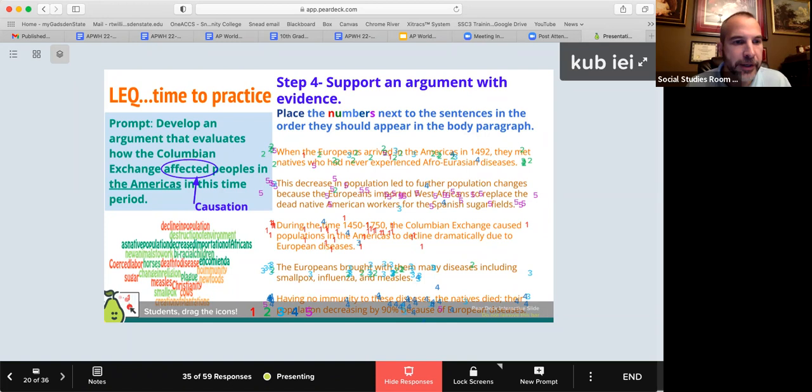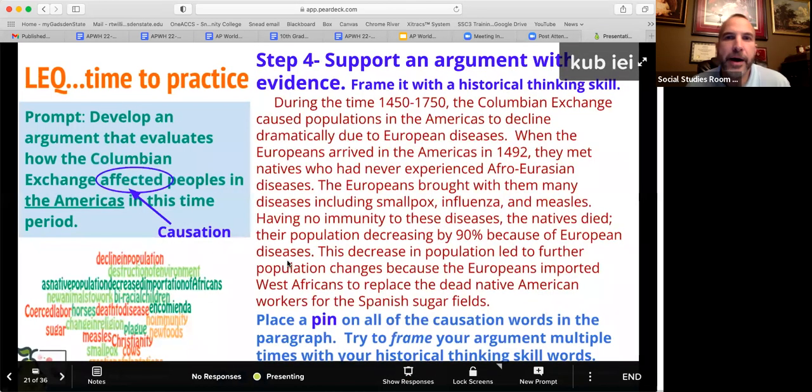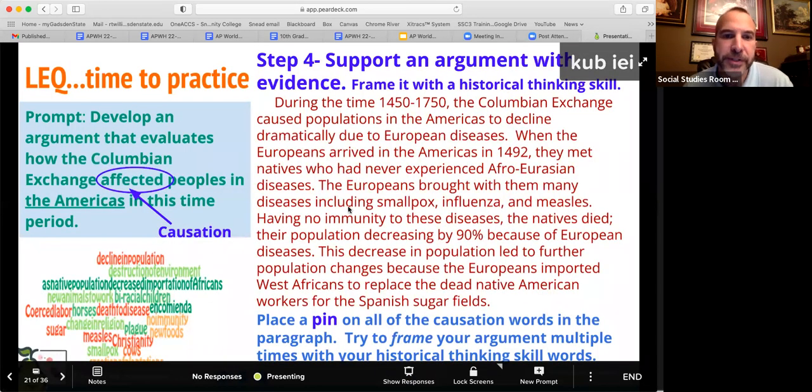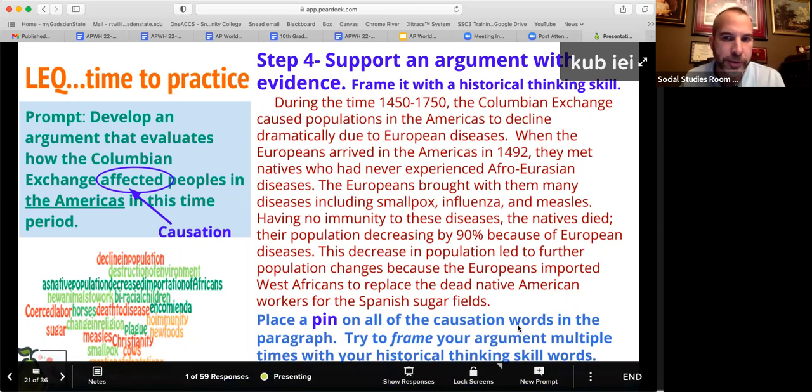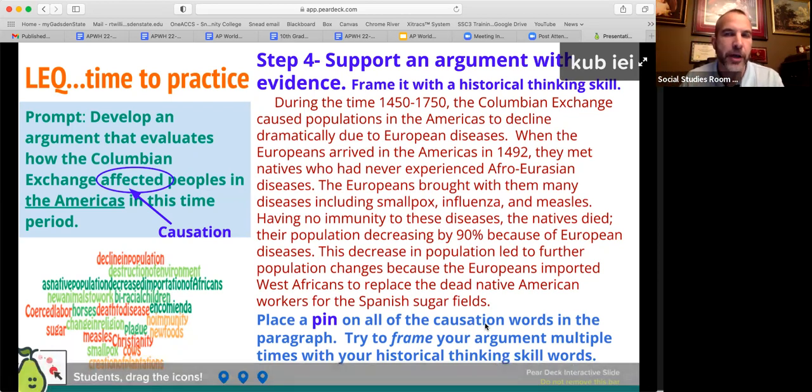All right, let's move right along then. So this is giving you a good example of hopefully what you came up with, of what it would ultimately look like if you had put this in the correct order, the correct sequence. Now, what we're asking you to do on this particular slide is put a pin on all of the causation words. So again, don't forget that's ultimately what we're doing in this essay: we're establishing the causation. That's the historical thinking skill. That's how we're going to get that analysis point.